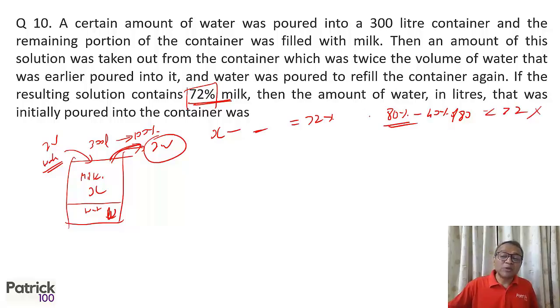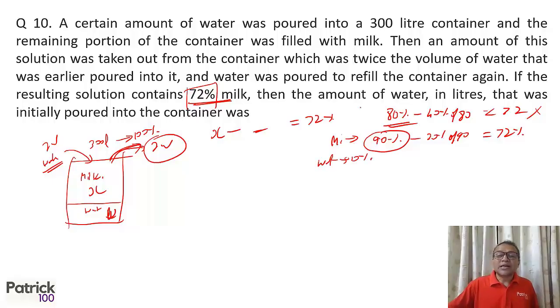Which means the amount of milk has to be more than that. If I take initially 90% of milk and from that you remove 20% of 90, which is 18, you will get 72%. That satisfies. That means initially the milk is 90%, which means water is 10%. 10% of 300 liters will give you 30 liters of water initially.